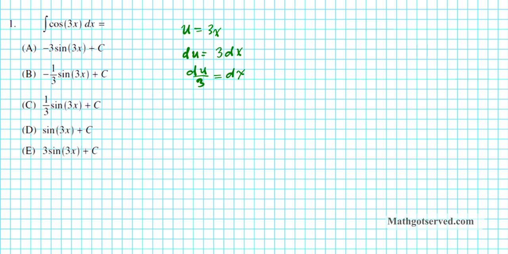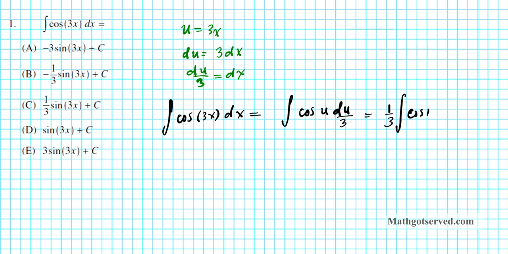So if we make our substitution, the integral of cosine 3x dx now becomes the integral of cosine. Instead of 3x, we'll have u, and instead of dx, we'll have du over 3. And we can factor out the 1/3 here using the constant multiple rule: 1/3 times the integral of cosine u du.